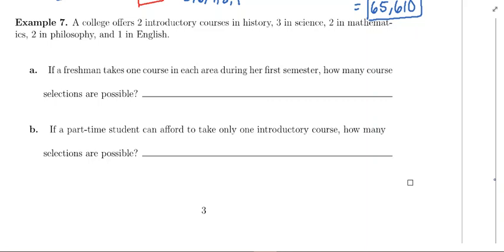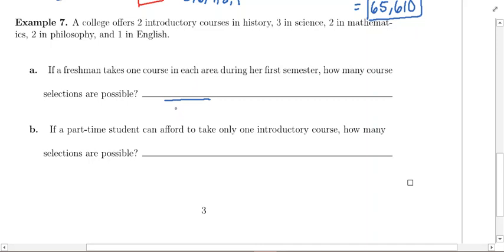So what we have here, we know what the college offers: 2 courses in history, 3 in science, 2 in math, 2 in philosophy, 1 in English. And here we have this freshman who's trying to take 1 course in each area during her first semester. We're trying to figure out the possible number of ways that she can choose her courses. So again, you're going to use the multiplication principle here because this freshman has choices. So put your blanks, 1 blank per choice.